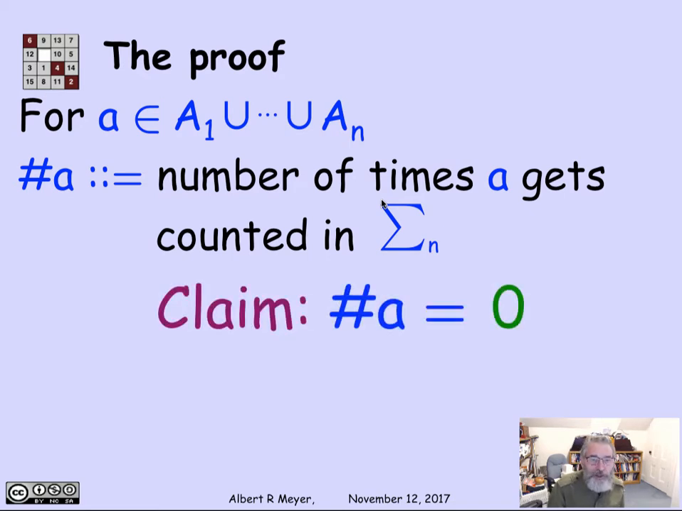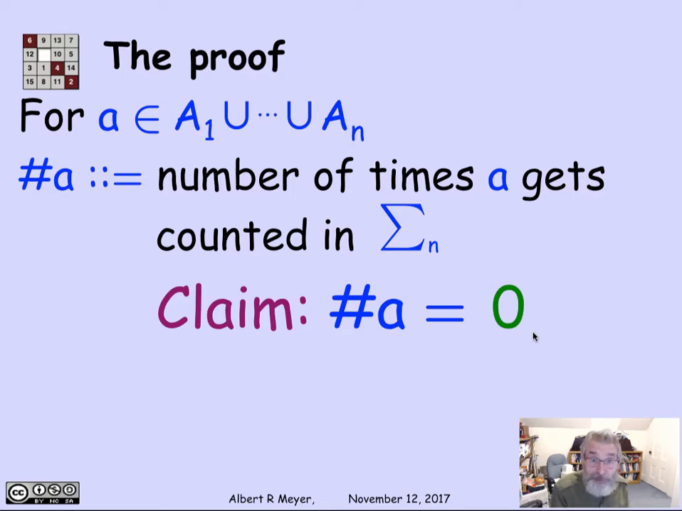And we're going to try to claim that the number of times that A is counted in sigma sub n is 0. This is what we did before when we were proving the inclusion-exclusion principle for two sets. We said how many times is an element that's in A counted, and how many times is an element that's in B counted, and how many times is an element that's in A intersection B counted. And we derived inclusion-exclusion for two sets that way.